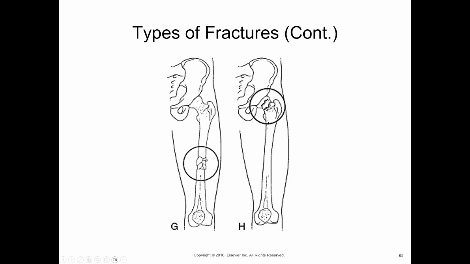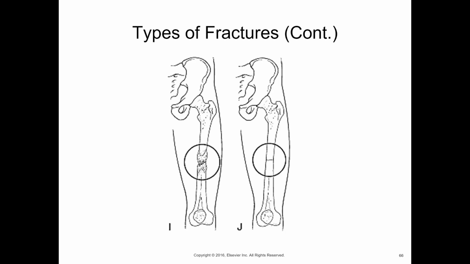Next, we have G, our comminuted or multiple bone fragment fracture. And then we have impaction fractures, which if you look here, you'll see the femoral neck has kind of compressed on itself. Again, this is essentially a compression fracture of the femoral neck. Here we have pathologic fracture. This is showing some sort of pathology like a tumor that has weakened the bone. And then we have a non-displaced fracture.